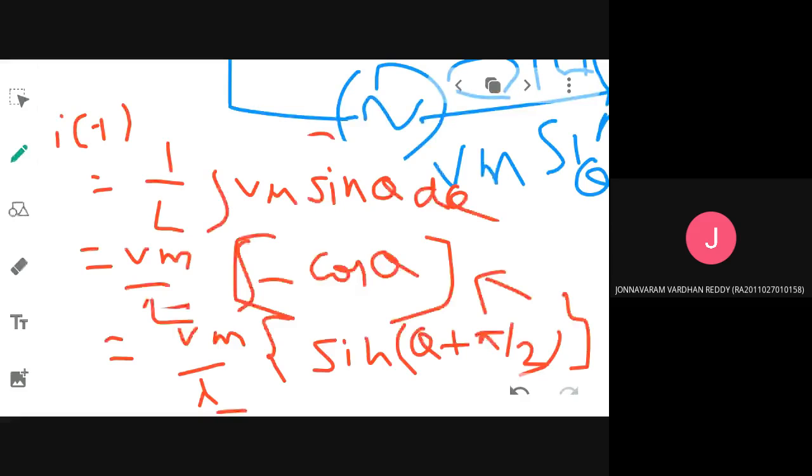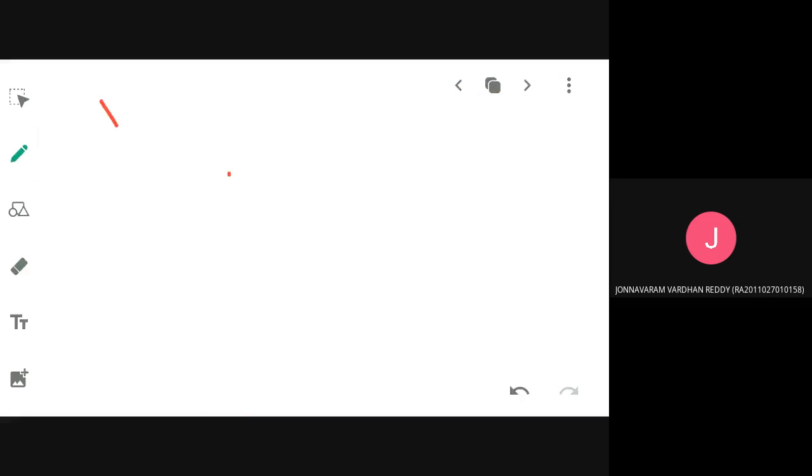Suppose I equate this theta to omega t and derive it in a different way, because one more quantity, reactance, you need to discuss. So let us consider.